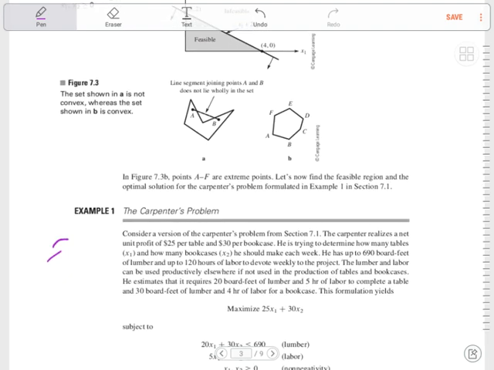So consider the version of the problem introduced in section 7.1, that is the previous one. The carpenter realizes a net unit profit of $25 per table and $30 per bookcase. So these are the two things he was making, table and bookcase. He is trying to determine how many tables x1 and how many bookcases x2 he should make each week. So the time period is one week. He has up to 690 board feet of lumber and up to 120 hours of labor to devote weekly to the project. So these are his resources.